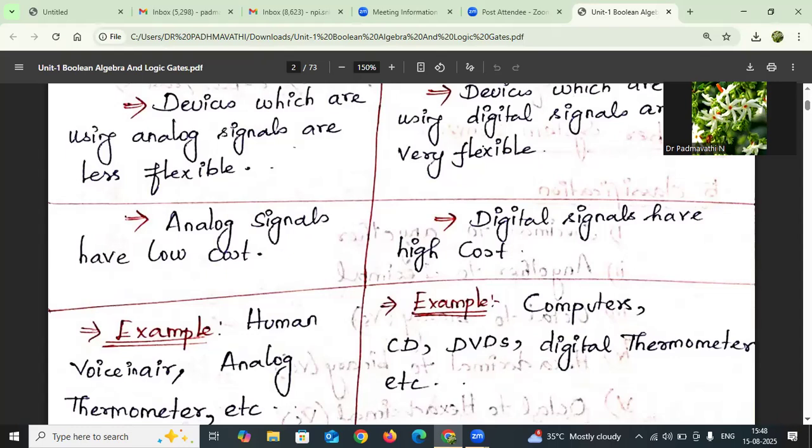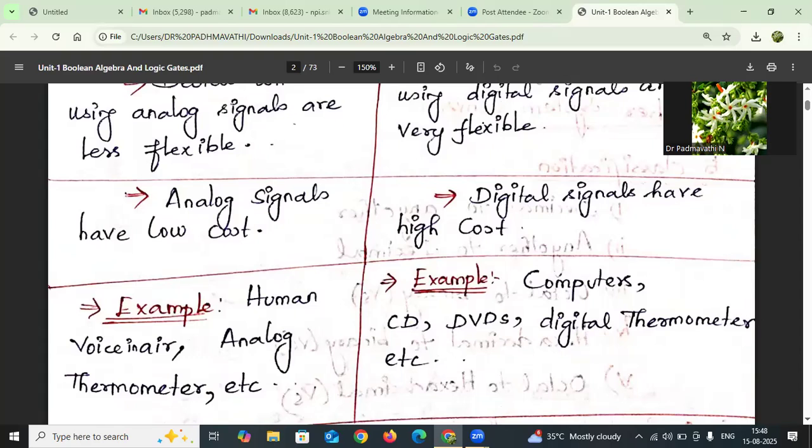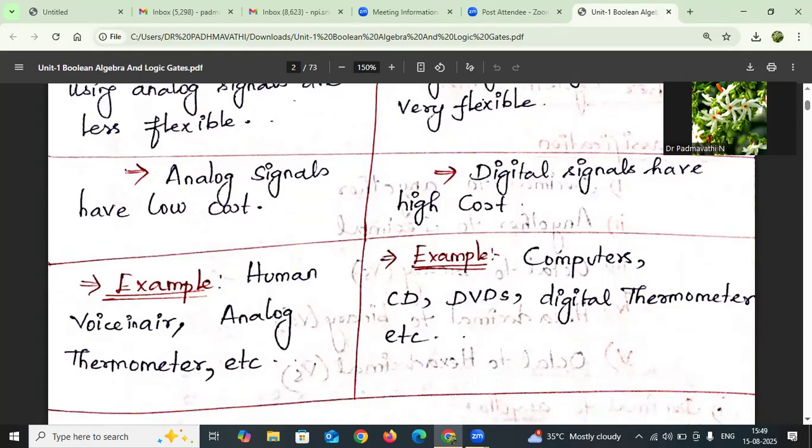Next, examples of analog signals are the human voice and the analog thermometer. Similarly, voltmeter and ammeter readings with respect to time and change in input are examples of analog signals. In your lab sessions, the cathode ray oscilloscope output is also an example of analog signals. And digital signals are the output from computers, CD and DVD players, and the digital thermometer. These are the examples of digital signals.